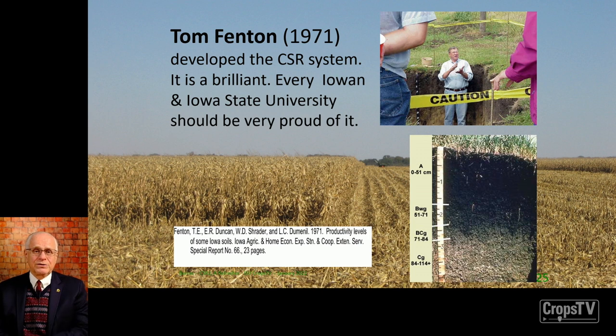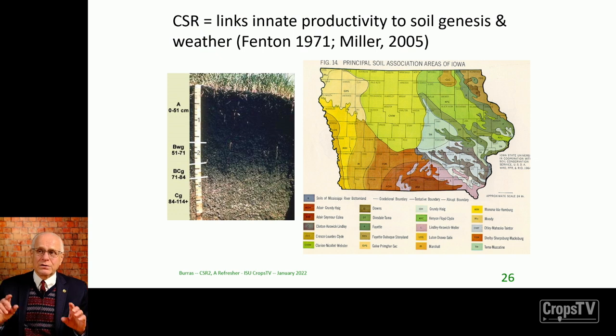If you want to read about CSR, I encourage you to look at Dr. Fenton's publication that he published in 1971, looking at productivity of some Iowa soils. It's often called Special Report 66. But it's a phenomenal system. And what Dr. Fenton did by putting it together, he was linking the innate productivity, again, how good or bad a given soil is, to how it formed, and then also weather. So he tied it back to the way the profile looks. That's what's on the left, what I call a soil profile, the A, B, C horizons. And then on the right, it tied into how the different profiles around Iowa looked.